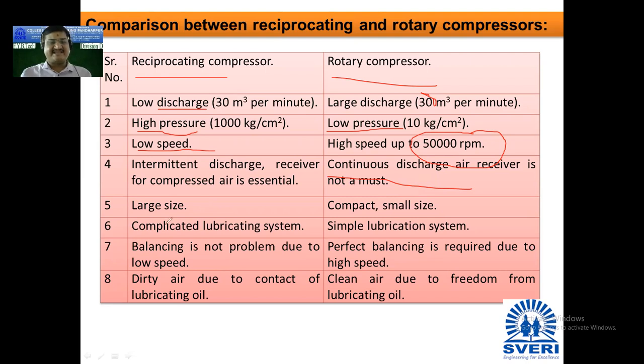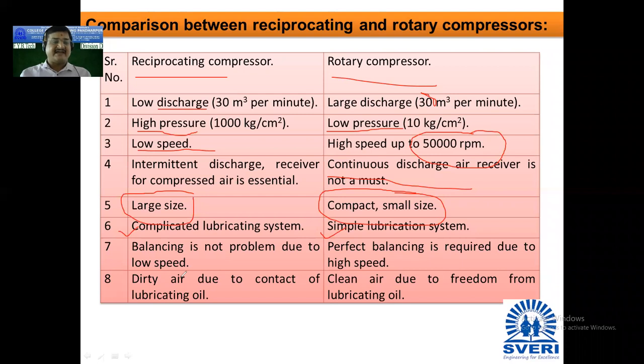The next is, as far as size is going to be concerned, reciprocating compressors are having large size, moti size aste, and rotary compressors are compact and small in size. Then lubrication is very complicated in case of the reciprocating, and in rotary compressor case lubrication is very very easy. There is a low speed of the reciprocating compressor, that's why balancing is not the problem. But in rotary compressor, perfect balancing is required. Balancing jar bigadla tar your machine will not give the efficiency.